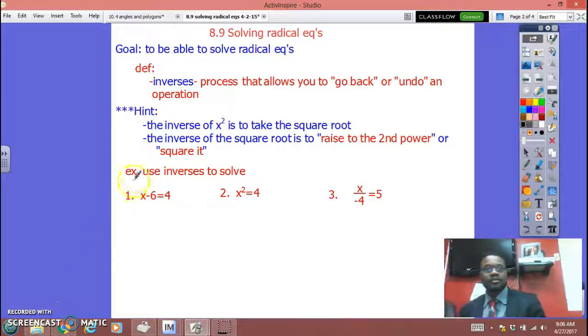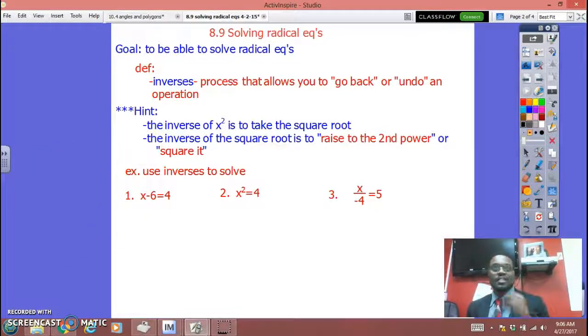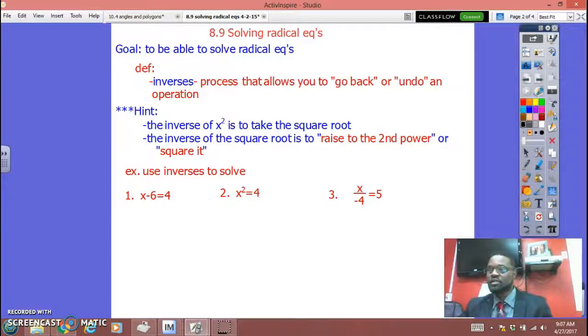Alright, I'm going to talk about solving radical equations. This is the same thing as solving equations with rational exponents, okay? So even though that just says radical equations, this is the same thing as solving equations with rational exponents. We've understood, or should have understood, that rational exponents and radicals are the same.